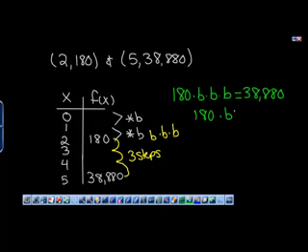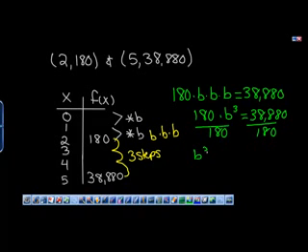Simplifying that, 180 times b cubed equals 38,880. Divide by 180. b cubed equals 216. And just like when something is squared and we take the square root, this time we take the cube root. And we will see that b equals 6.